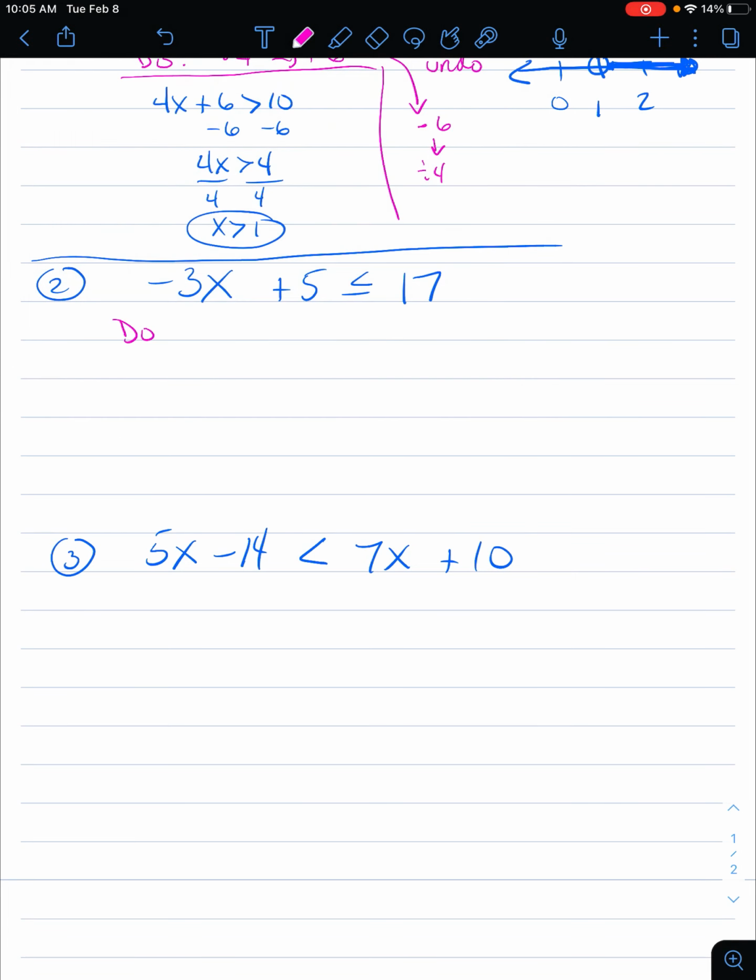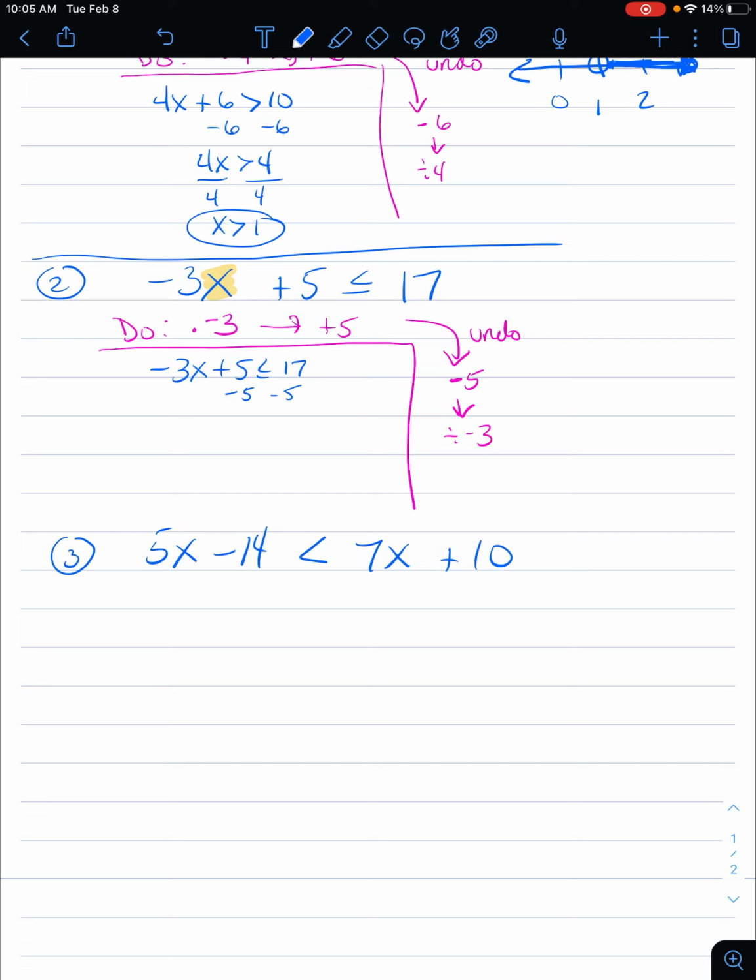The do steps, again, we're trying to get the x alone. What was done to x first? It was multiplied by a -3. What was done second? Added 5. So to undo those steps, we would subtract 5 first, and then divide by a -3. So that's the way we would undo this. So I'm just going to rewrite that in here so I can go ahead and do those steps.